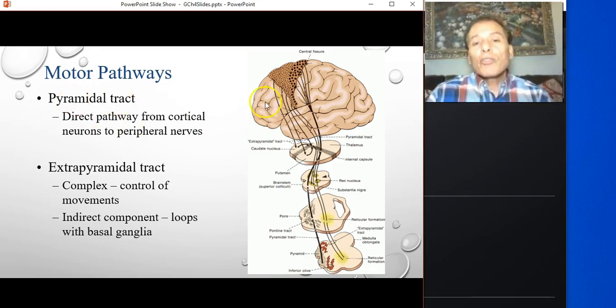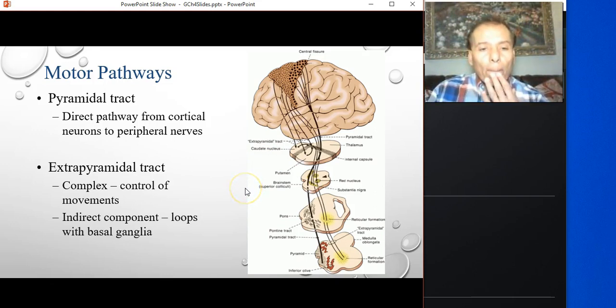So the pyramidal tract is a direct pathway that goes from the cortical neurons here on the motor planning and motor cortex and sensory cortex, and goes down directly to the peripheral nerves. You go down to the spinal cord, and that connects with all the roots of the nerves here. And then the extrapyramidal tract, it's more complex. It is responsible for fine-tuning movement. And when you have complex movement, you are able to control these movements.